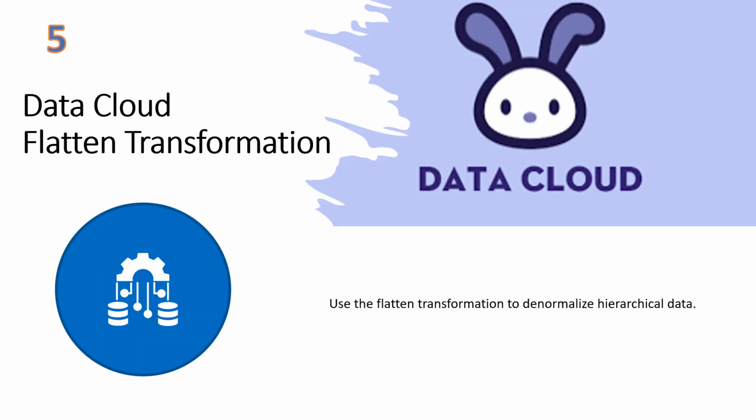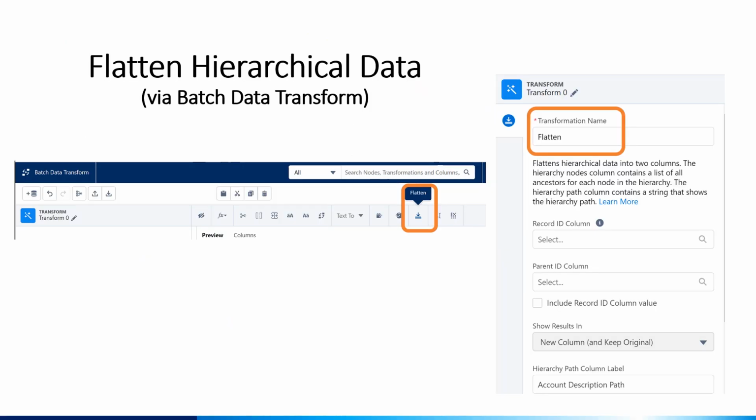Number 5. It's now possible to use the Flatten transformation to denormalize hierarchical data in the Salesforce Data Cloud. By flattening your data and tracking a record's ancestor chain, you can calculate rollups or extract pieces of the hierarchy and filter them based on role. The Flatten functionality is available in the Batch Data Transform canvas.